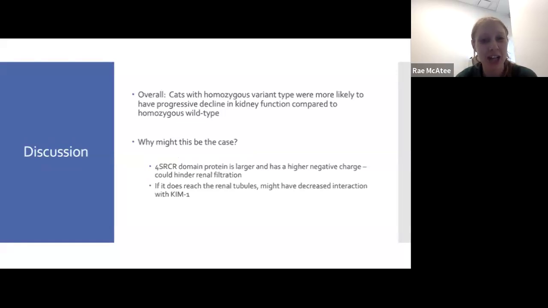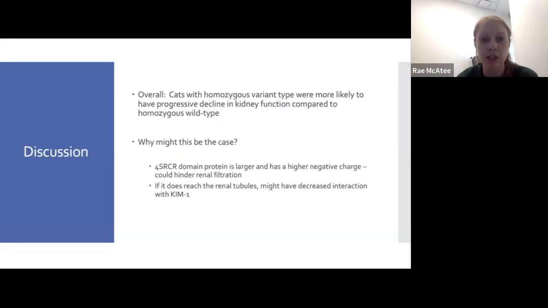Overall, cats with homozygous variant type were more likely to have progressive decline in kidney function compared to homozygous wild type. And again, they speculate on why this might be the case, that the four domain protein is larger, has a higher negative charge, could hinder renal filtration. I do think that in the 2016 paper, they had touched on the three domain and four domain, and that both were filtered into the urine.